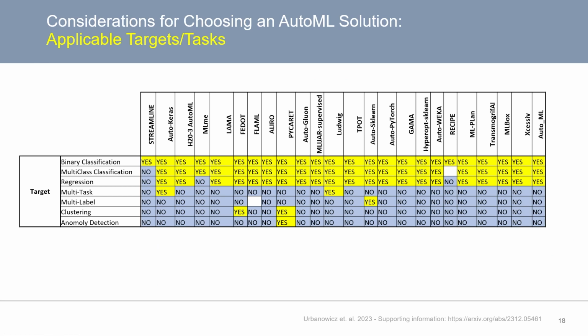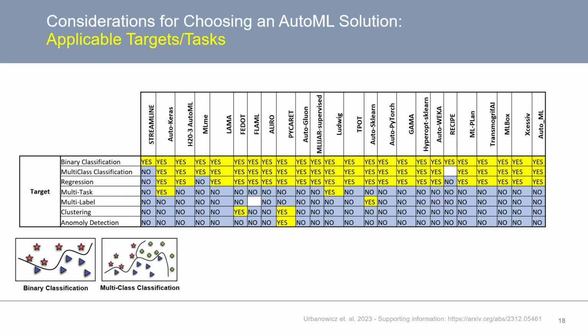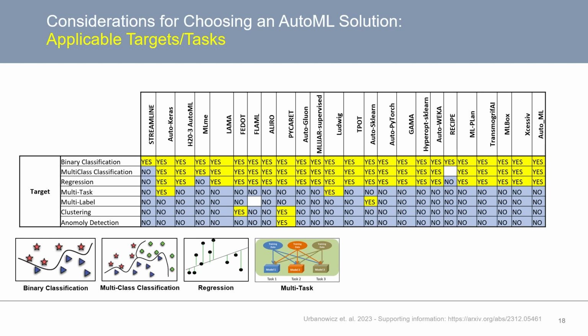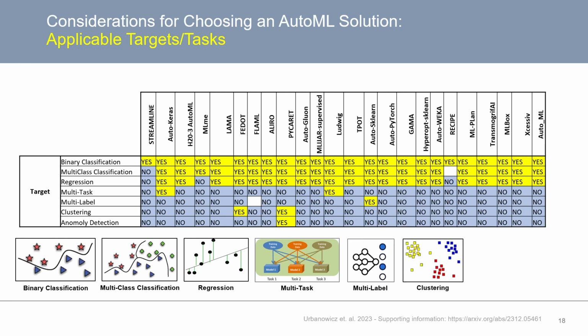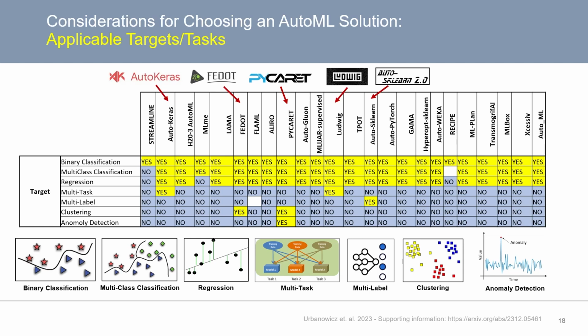Next, looking at applicable targets or tasks, these include binary classification, multi-class classification, regression, multitask problems, where a user tries to solve multiple related problems simultaneously, multi-label classification tasks, clustering, and anomaly detection. While none of these open-source AutoML tools currently appear to accommodate all of these target problems, PyCaret currently accommodates the most, and AutoKeras, FEDOT, Ludwig, and Auto-Sklearn accommodate at least 4 each.